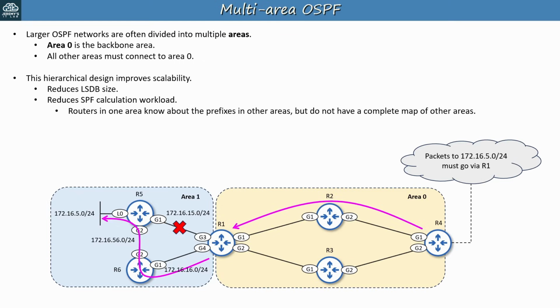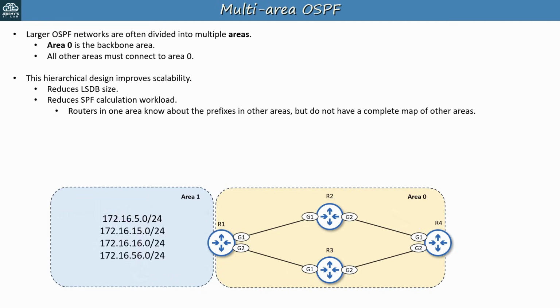Routers in one area know about the prefixes in other areas, but do not have a complete map of those areas. This provides both of these benefits. It reduces the LSDB size of an area, and reduces SPF calculation workload. So let's see what Area 1 looks like from R4's perspective. R4 basically sees Area 1 like this, a collection of prefixes. When the R1-R5 link goes down, R4 knows that the 172.16.15.0 prefix isn't reachable anymore.